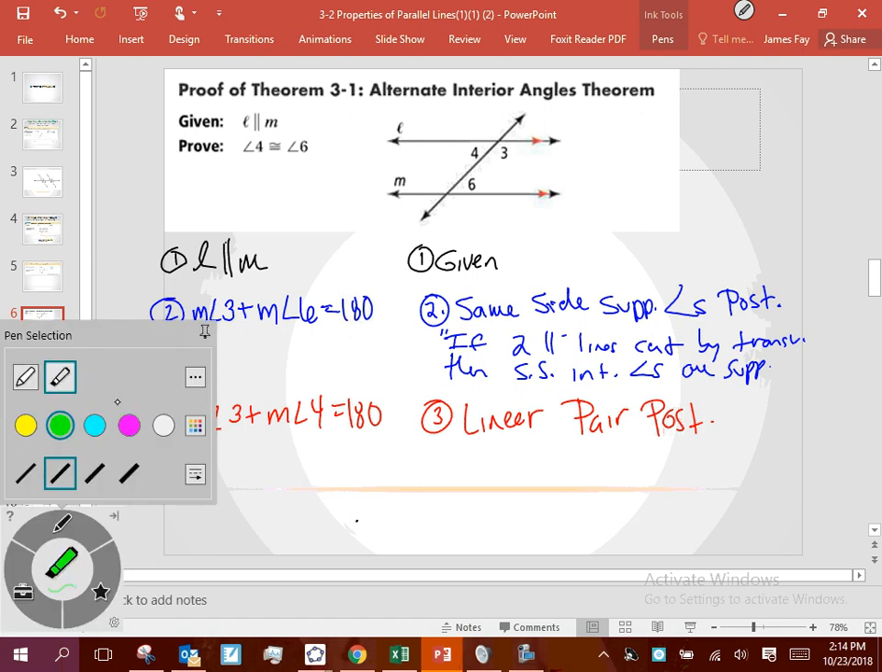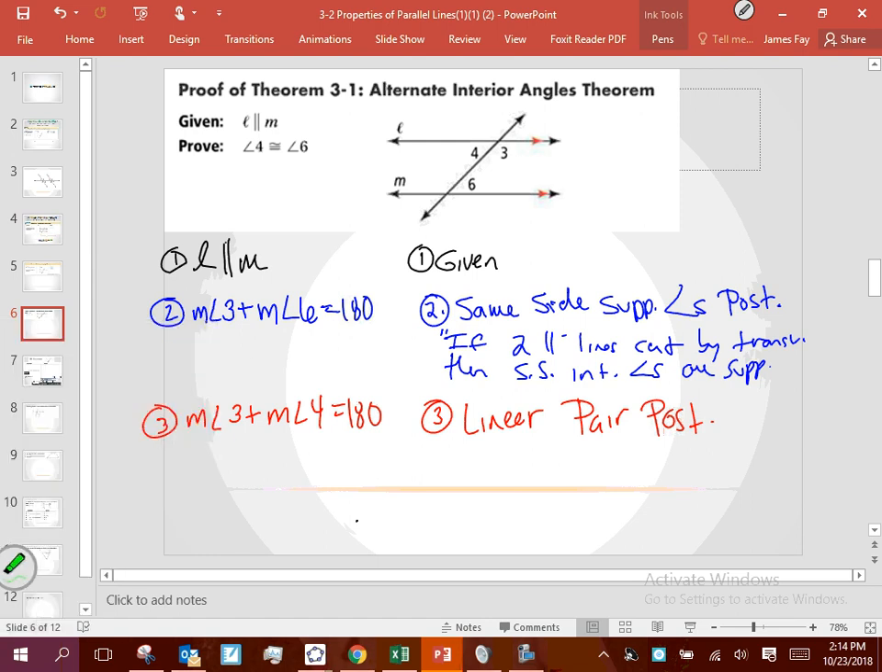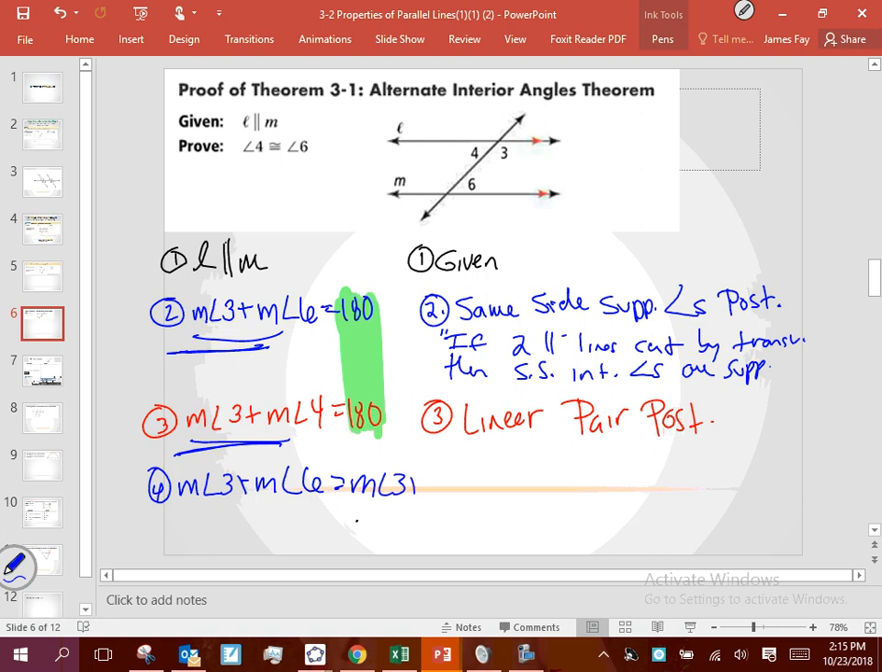All right, the previous situation led us to this idea, didn't it? If those two things are 180, 180 is equal to 180. What can you say about that thing compared to that thing? They're the same, right? 3 plus 6 should equal 3 plus 4. What's that reason?